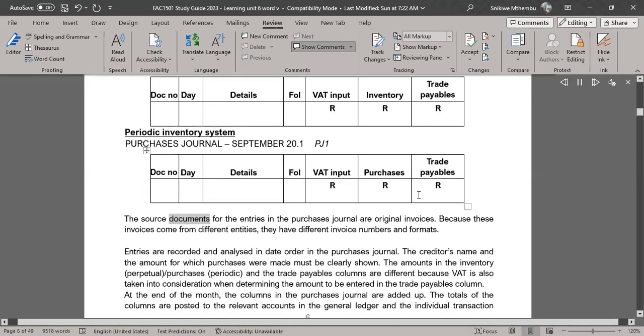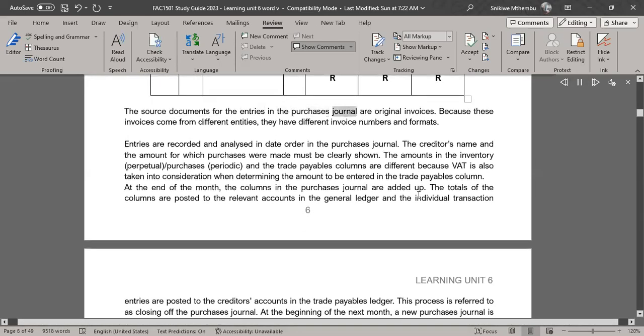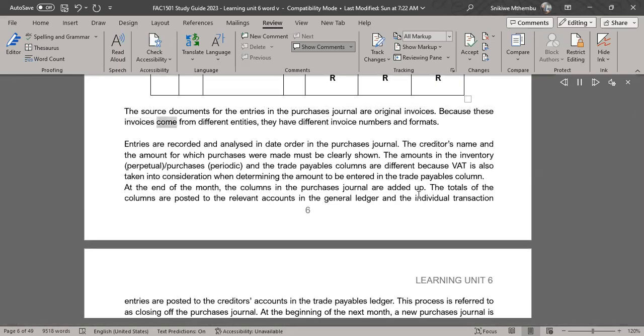The source documents for the entries in the purchases journal are original invoices. Because these invoices come from different entities, they have different invoice numbers and formats. Entries are recorded and analyzed in date order in the purchases journal. The creditor's name and the amount for which purchases were made must be clearly shown.